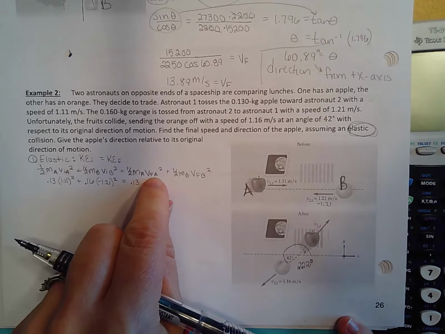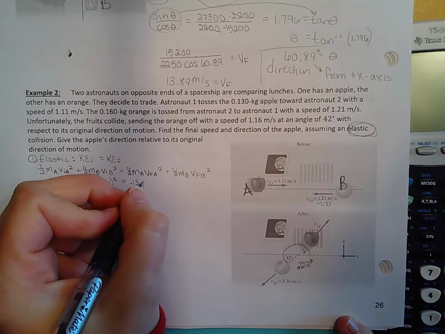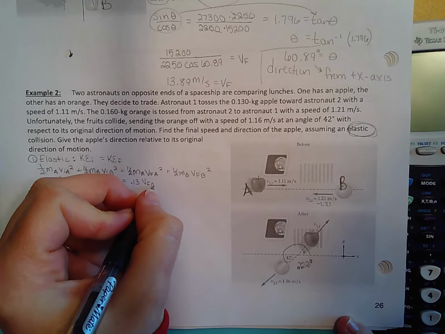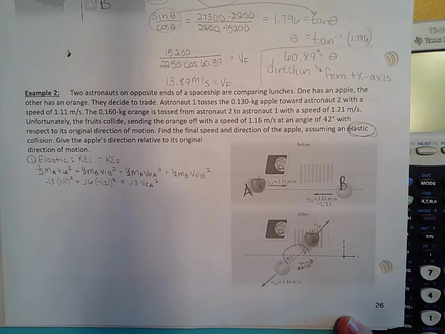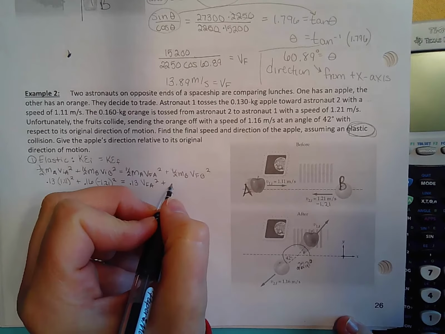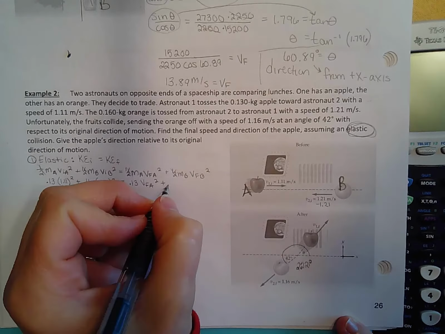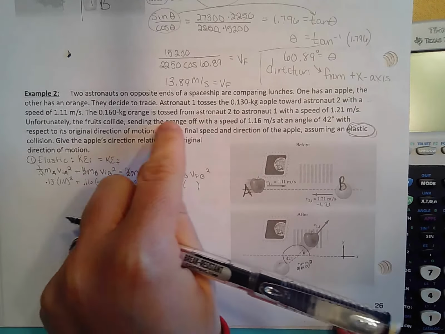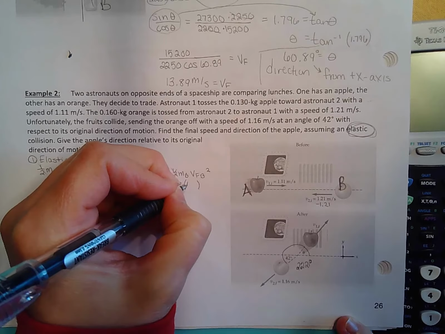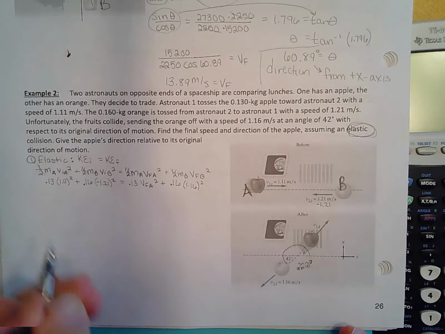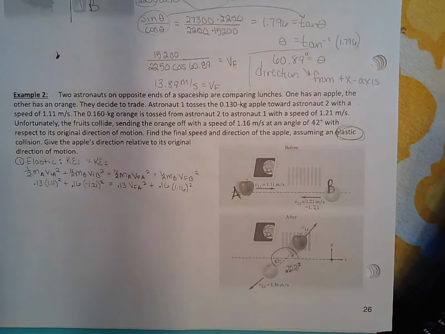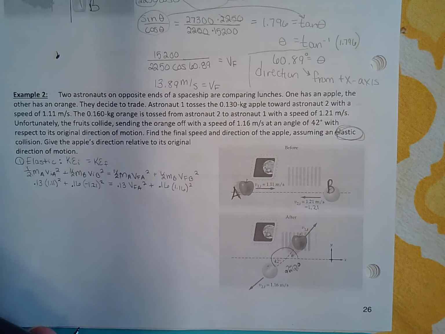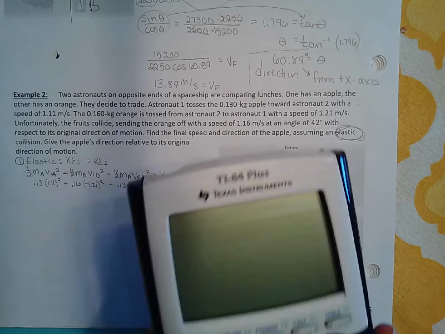Now the final velocity of the apple is unknown, so we'll have to leave it like that. Plus mass of B is the orange, which was 0.16. And the final velocity of the orange is given to us, 1.16 squared. Now it's a matter of putting it in a calculator and solving. I'm going to show you how I put this in my calculator. I need to get 1.17 to match Mr. McBurney, and I don't think we're going to have trouble getting that.